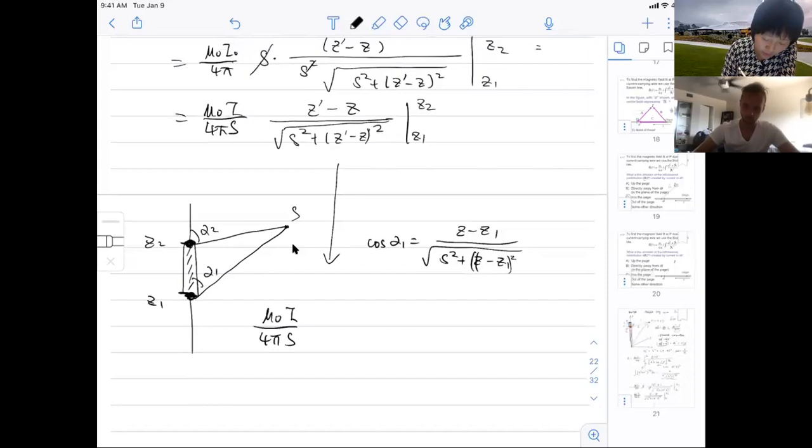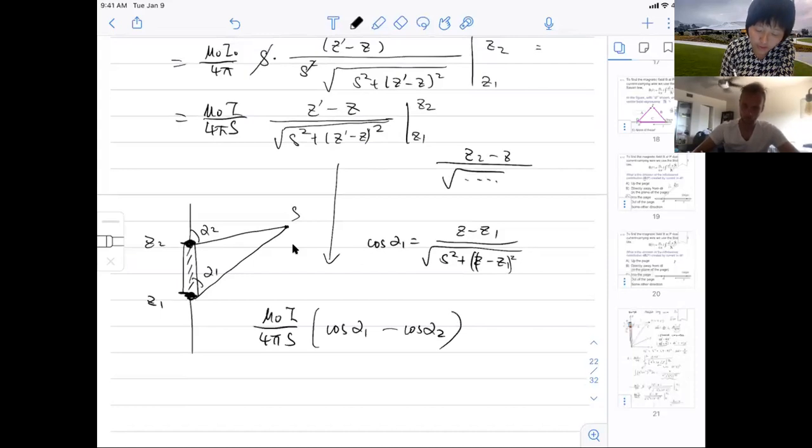So this becomes cosine alpha 1 minus cosine of alpha 2. Because the first term is z2 minus z over this. So z2 minus z is the negative cosine alpha 2, right? So that's why I have the negative cosine alpha 2 and the minus the other one, so it becomes plus cosine alpha 1. And of course this is into the page.